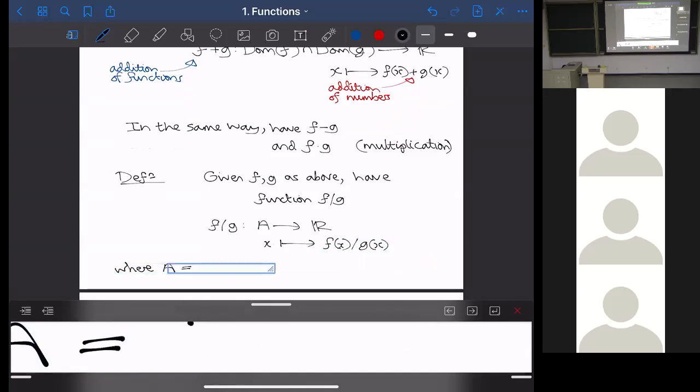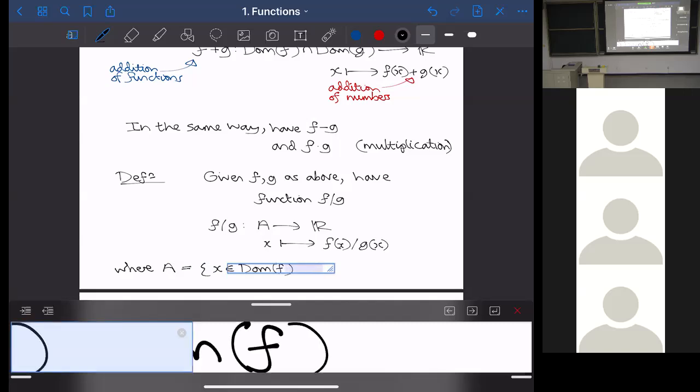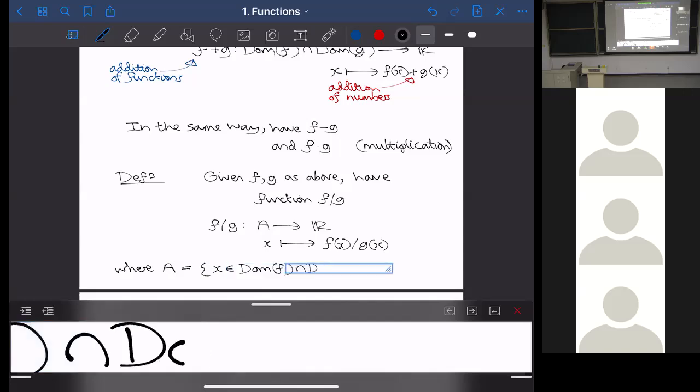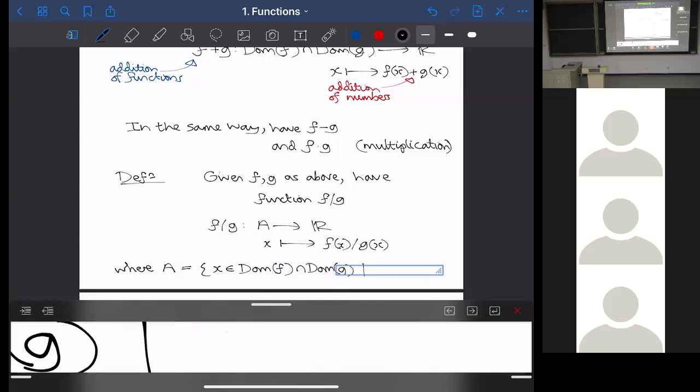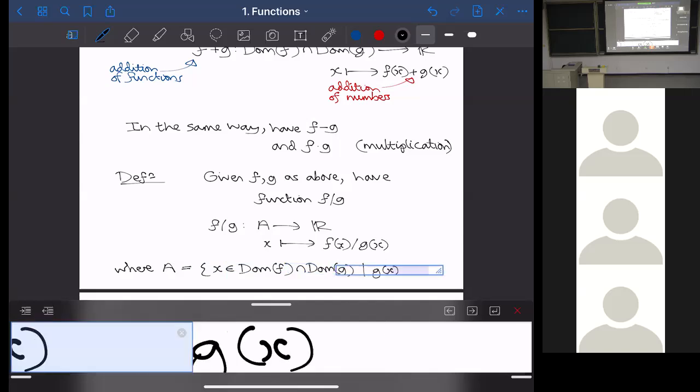And I put A to be the set of X in the intersection of the domains. So Fx is defined and Gx is defined. But also Gx is not 0.